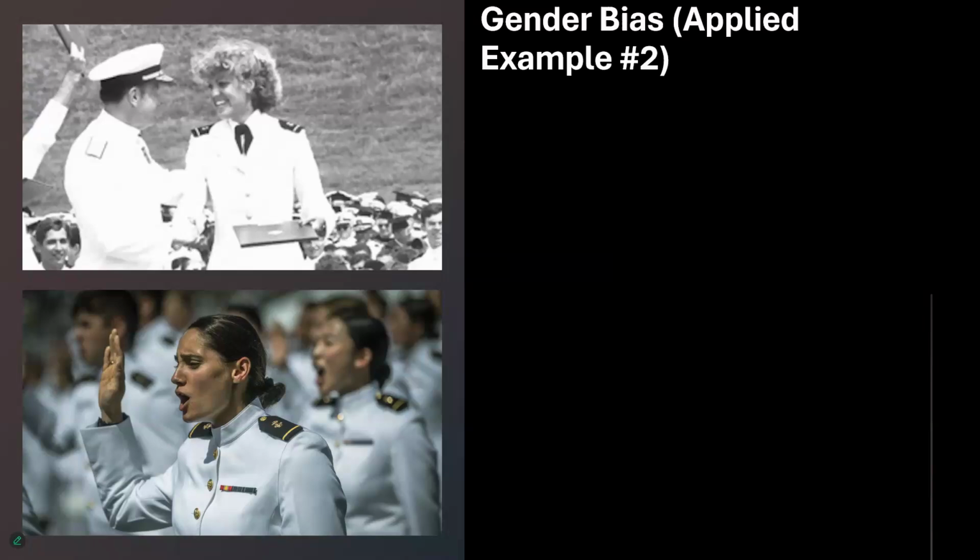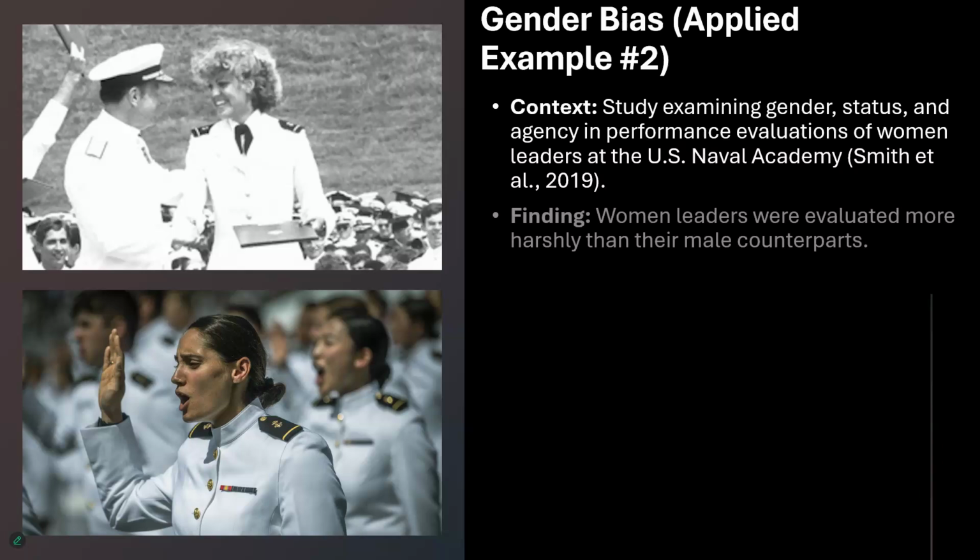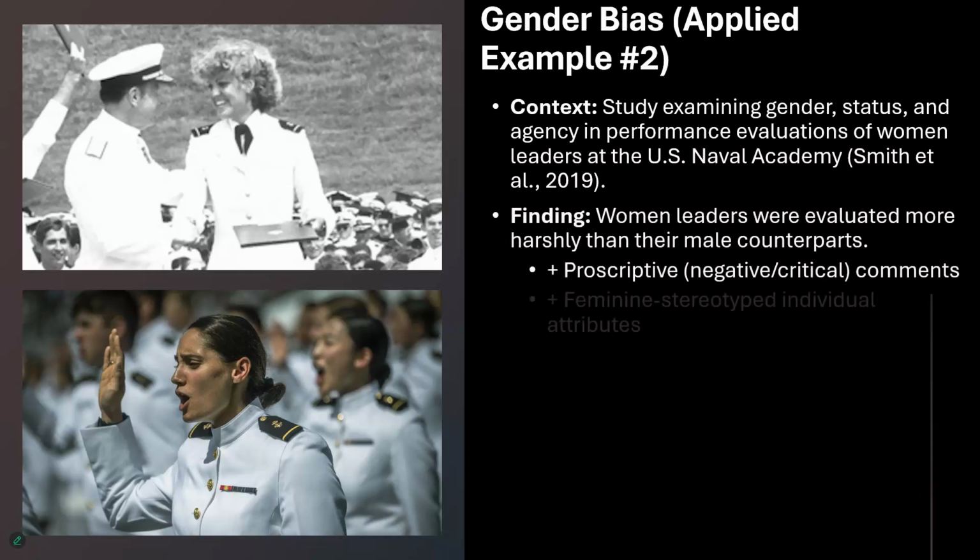And beyond optimizing processes, IO psychology also plays a critical role in identifying and addressing issues of fairness and bias within organizations. So, another vital application of IO psychology involves investigating and addressing systemic biases that can affect fairness and equity in the workplace. A compelling example comes from a study by Smith and colleagues. In 2019, they looked at performance evaluations of leaders at the U.S. Naval Academy. And their analysis revealed that women leaders tended to receive harsher evaluations compared to their male peers.